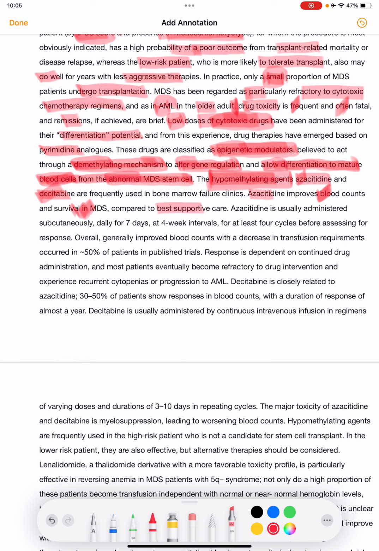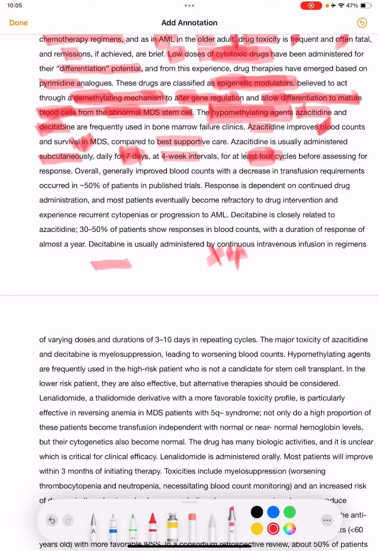Azacitidine is usually administered subcutaneously daily for 7 days at 4-week intervals, for at least 4 cycles before assessing for response. Overall, improved blood counts with a decrease in transfusion requirements occurred in 50% of patients in published trials.